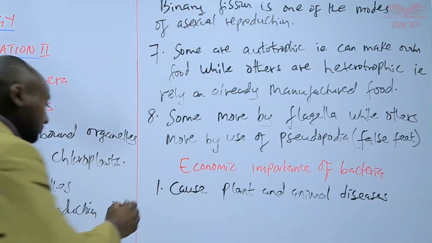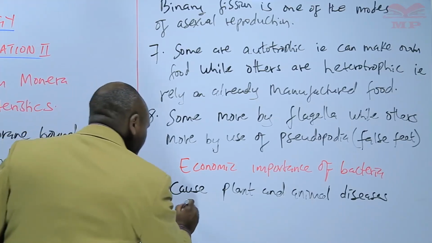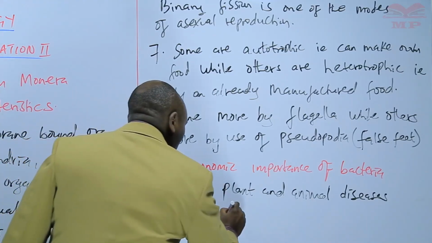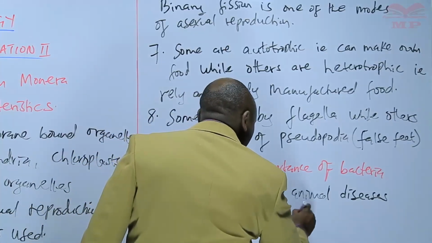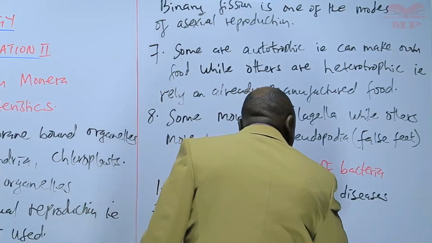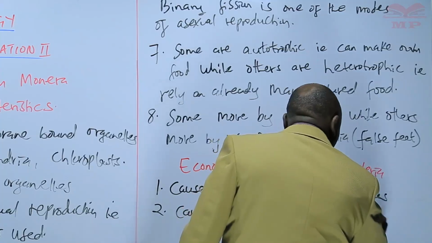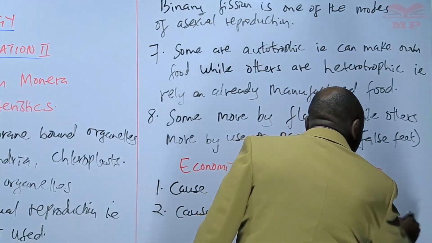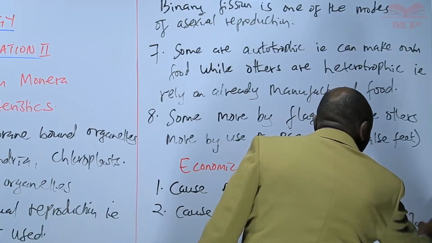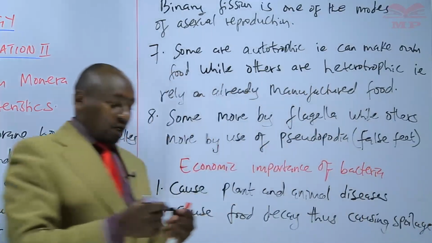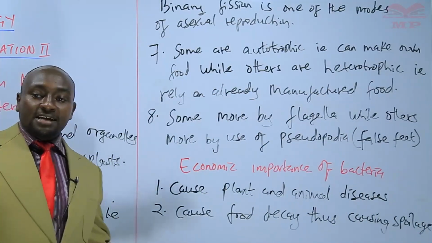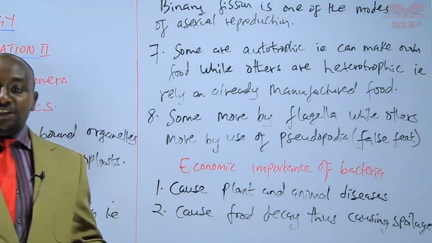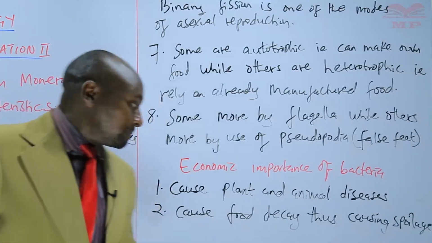Number two, bacteria also cause food decay, thus causing spoilage. They make the food to spoil. You cannot store food for a very long time because that food will decay. That decay is attributed to bacteria.